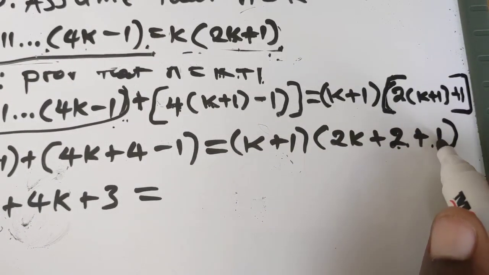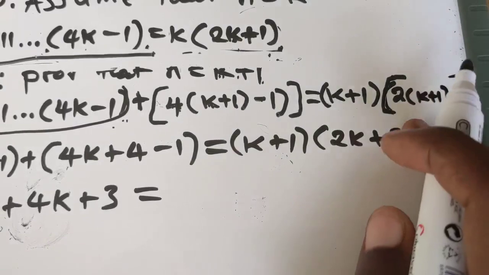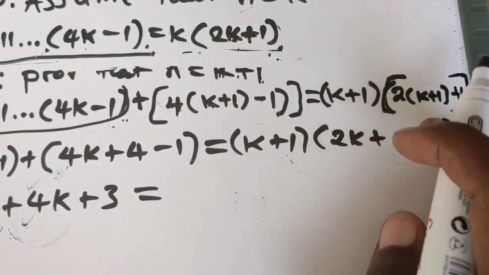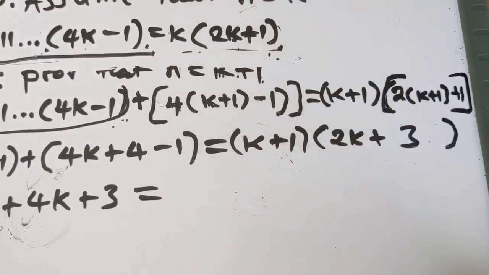2 plus 1, it is going to give you what? It is going to give you 3. So you can actually say 2 plus 1, it is 3. Just write it. I just want to create more space. So 2 plus 1, it is what? It is 3, like that.